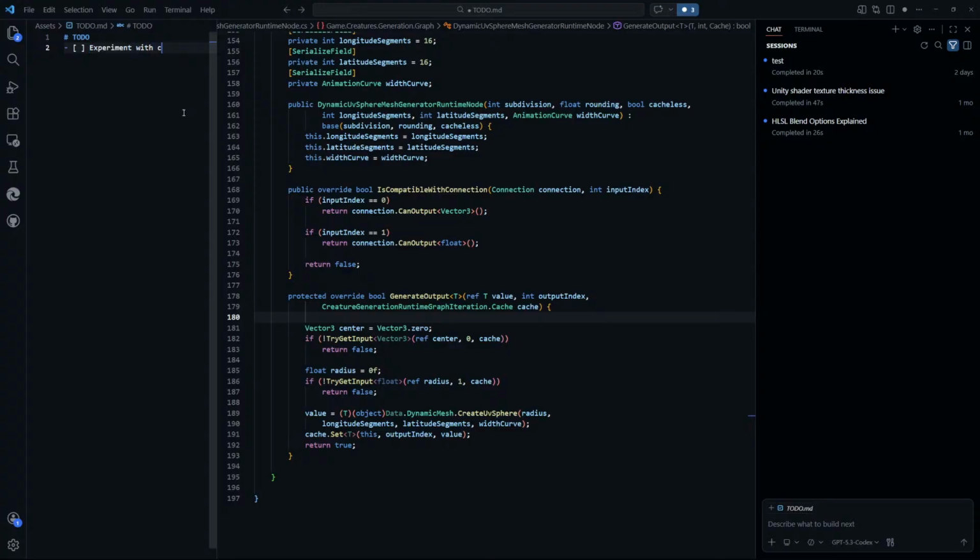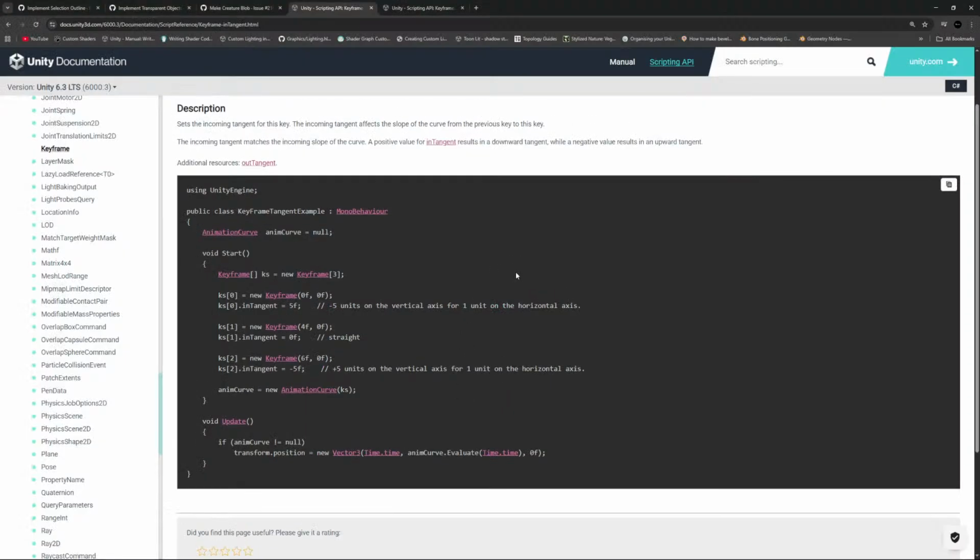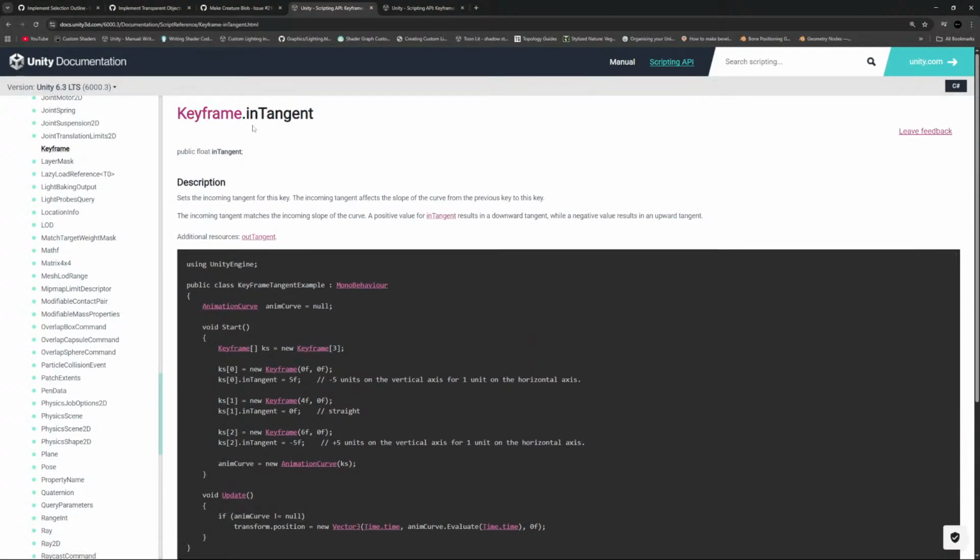Experiment with creating animation curve through script. I want to learn exactly how these intangents and stuff like that work. It's not very intuitive for me right now, mostly because of this.